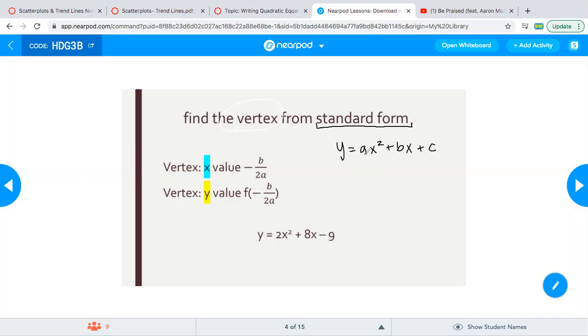Well, from the standard form to find the vertex, to find the x value, we would use negative b over 2a. Negative b over 2a. So we would have to identify what our a and our b are in standard form. So to find the x value, we use negative b over 2a. To find the y value, we would just plug in our x value. So this is just f of x. So this is saying plug in what you get for x into the equation to find your y value.